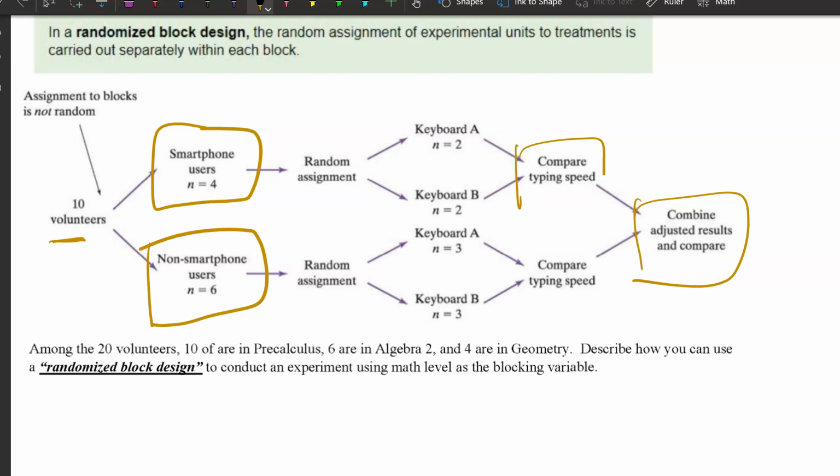But we basically compare within the blocks. It's almost like we're doing 2 different experiments, if you will. So we can see if the keyboards are different for smartphone users, independently of seeing how keyboard differences may affect non-smartphone users. Okay?